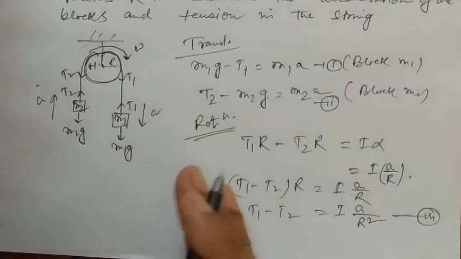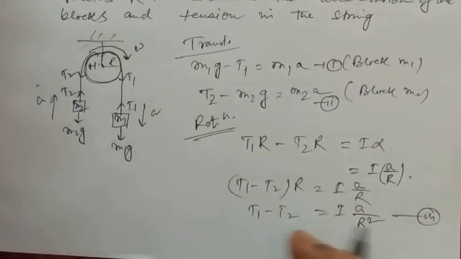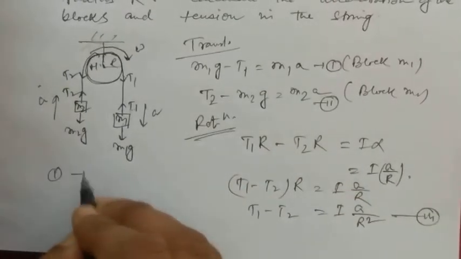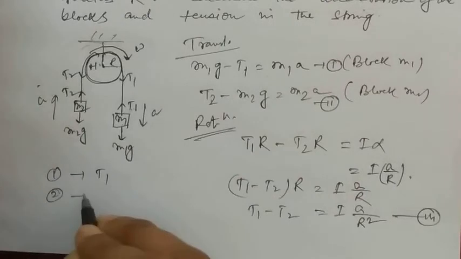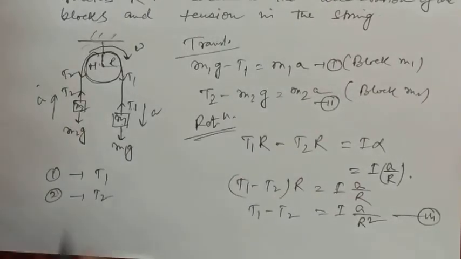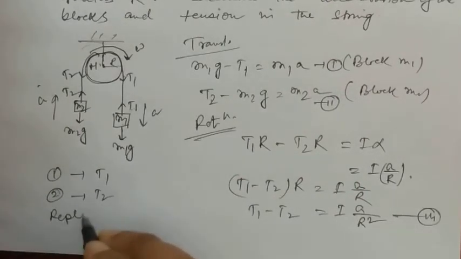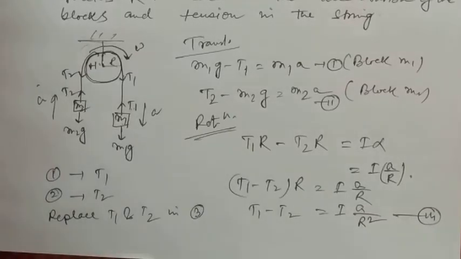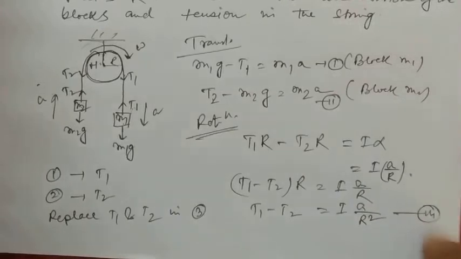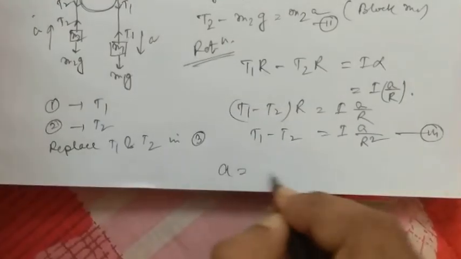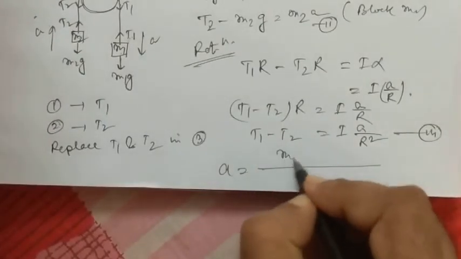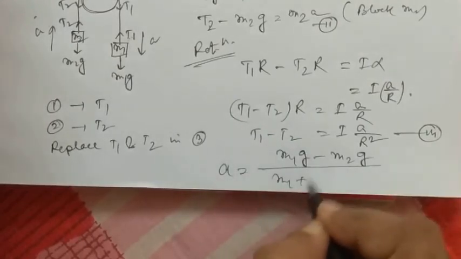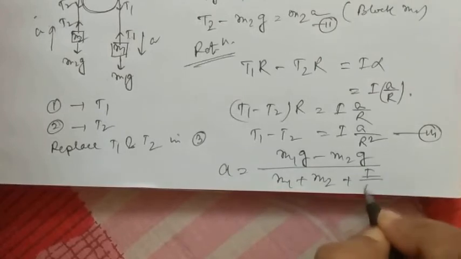The simple way to find the value is to take T1 from the first equation, find T2 from the second equation, and replace T1 and T2 in equation number 3. From equation number 3, we will get the value of the acceleration. So acceleration will come out to be a equals (m1g minus m2g) by (m1 plus m2 plus I by r square).